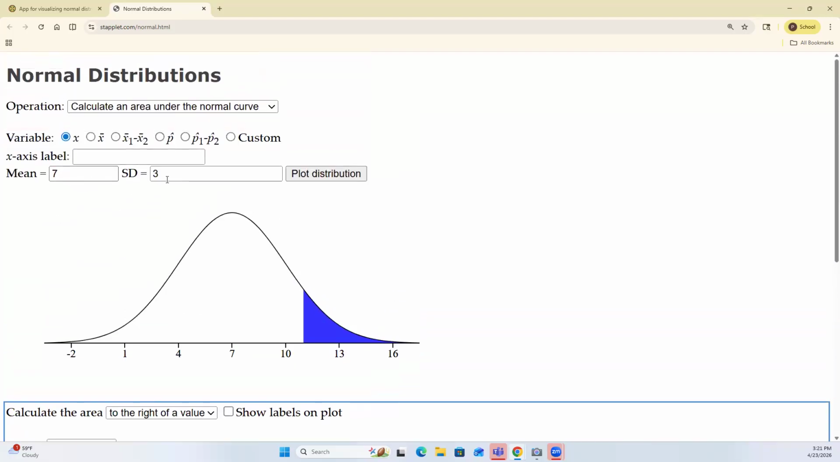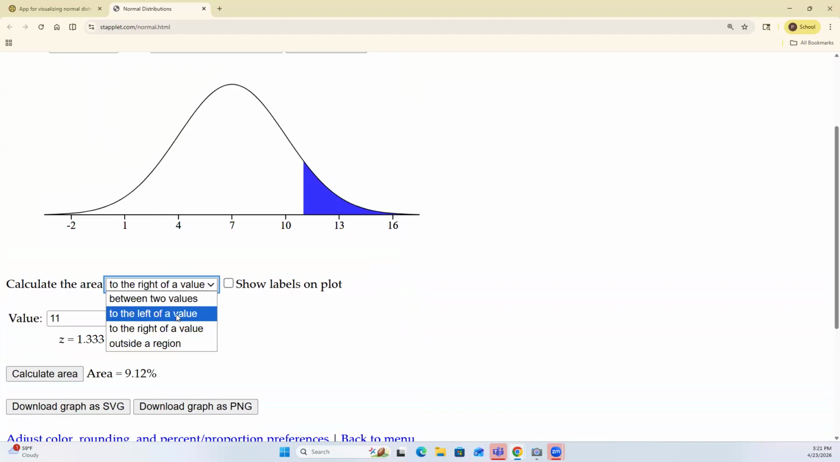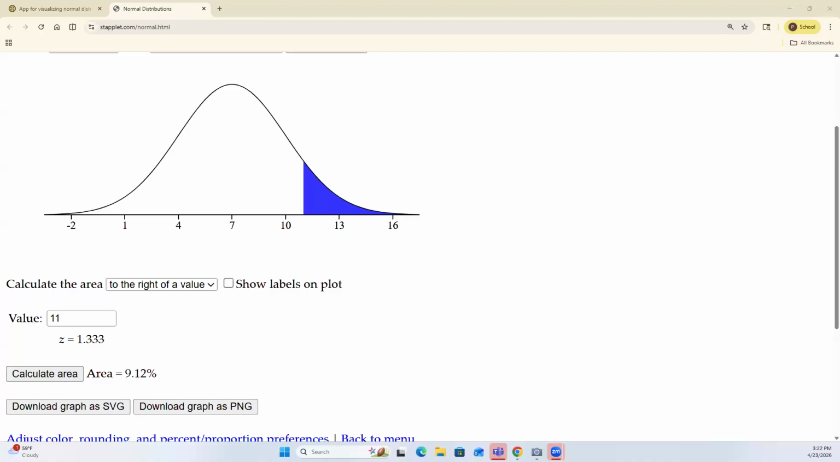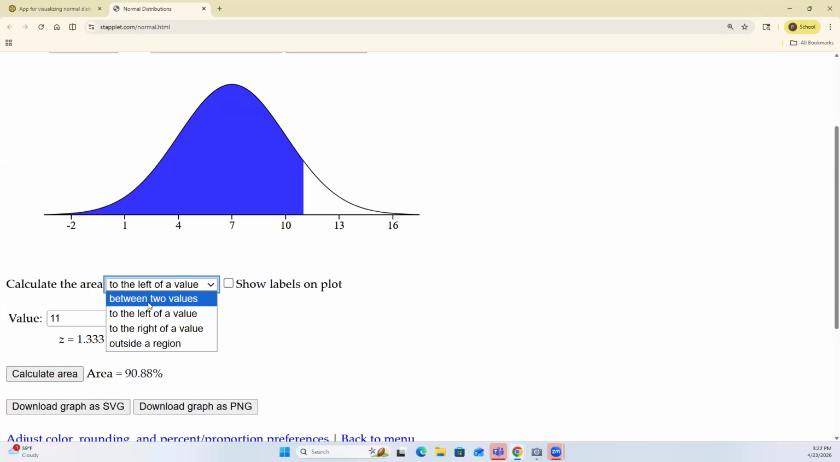So you put in your 2 parameters that completely describe your curve, you plot it, and then you pick your boundary points. You can do to the right. What's the probability of being less than 11? Talk about it with your neighbor. What do you think, Lily? 91%, because if you're not above, you're below. Yep, just about 91%. You can do between 2 values.